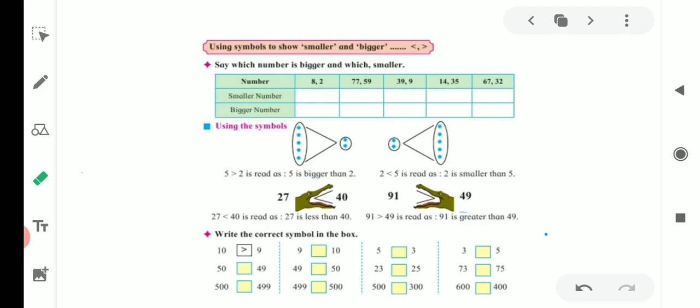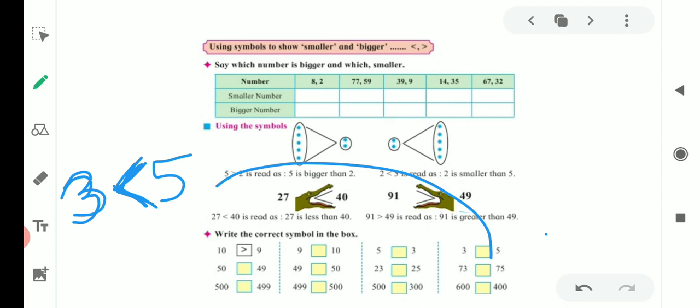Next. Next is 3 and 5. Now what you will write here is 3 is smaller than 5. Why? Because the pointed end of the sign always faces towards the smaller number. So you have to write like this, 3 is smaller than 5, in this box.